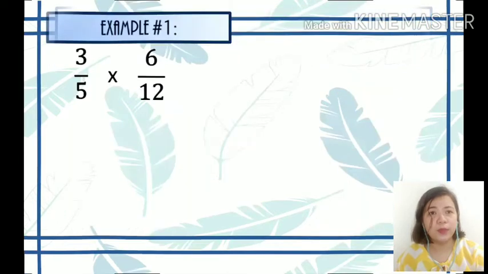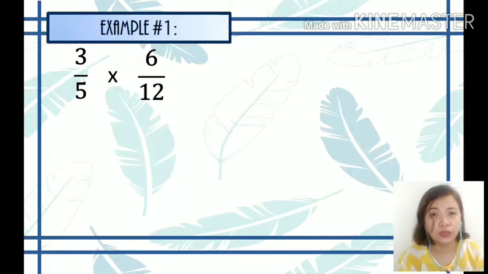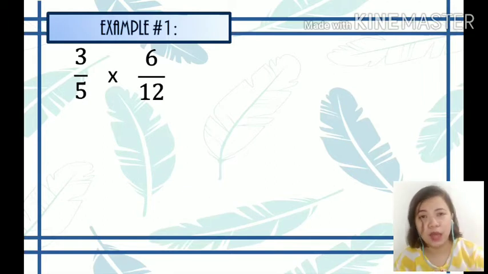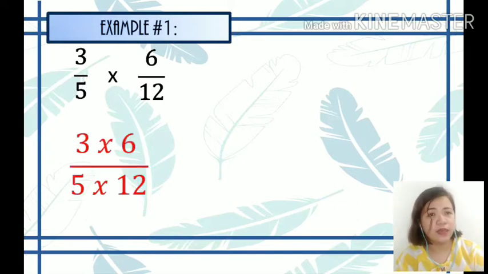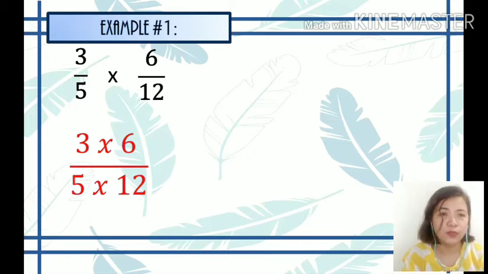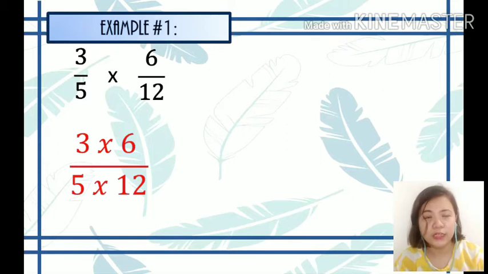Example number 1, let's say we have 3/5 times 6/12. Remember, we're just going to multiply first our numerators, which are 3 and 6. Afterwards, we're going to multiply our denominators, which are 5 and 12. So we have 3 times 6, and then the other one is 5 times 12. If we multiply that, we have 18 over 60.